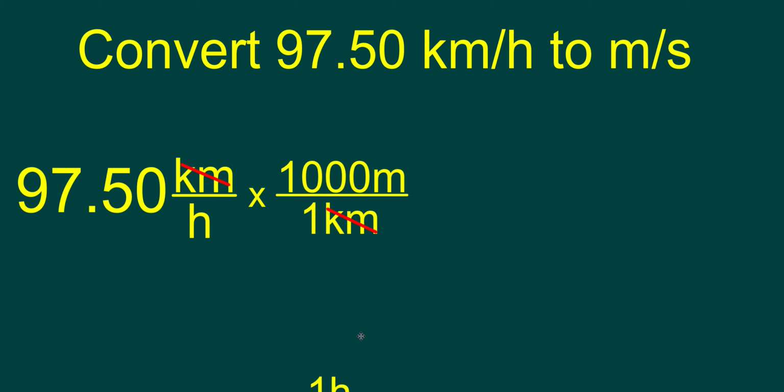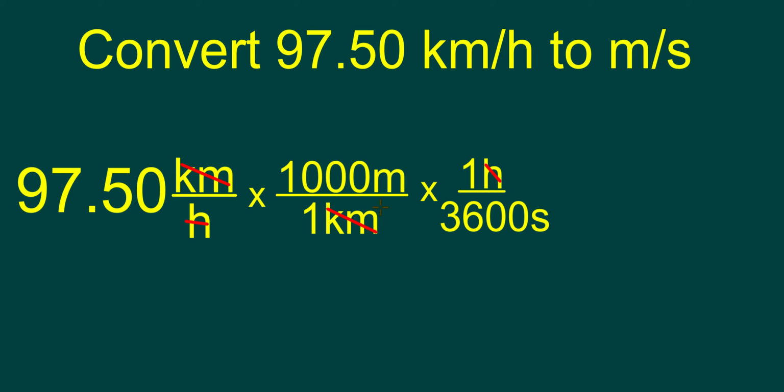Next step, I bring in a time ratio. So I've got hours on the bottom and hours on the top, so these are going to cancel off. But 1 hour over 3,600 seconds, again, this is just the number 1. I have not mathematically changed anything. Essentially, I have multiplied by 1 and then by 1 again.